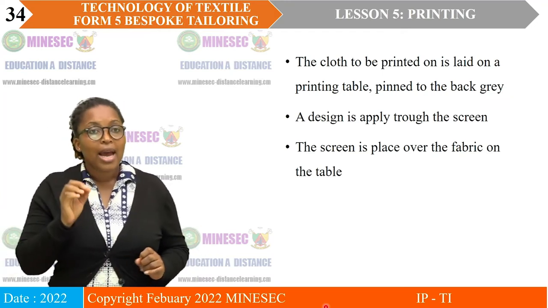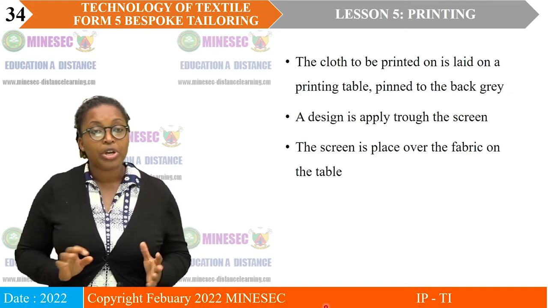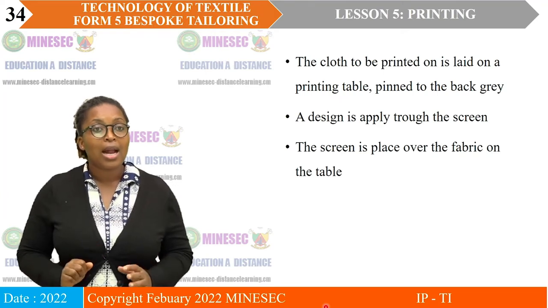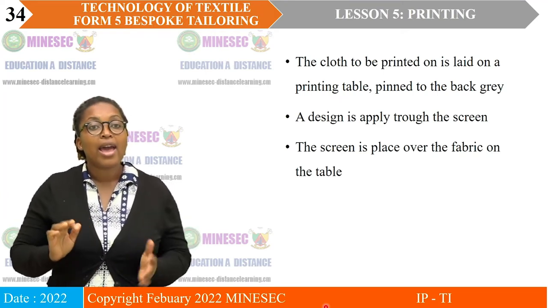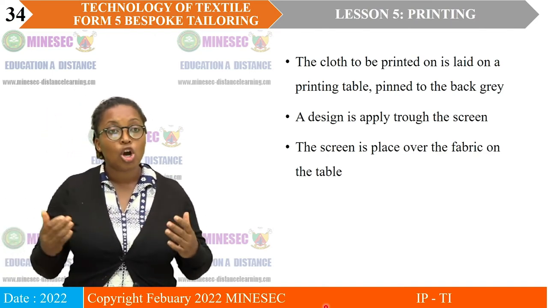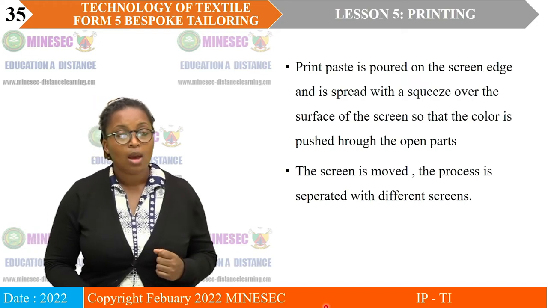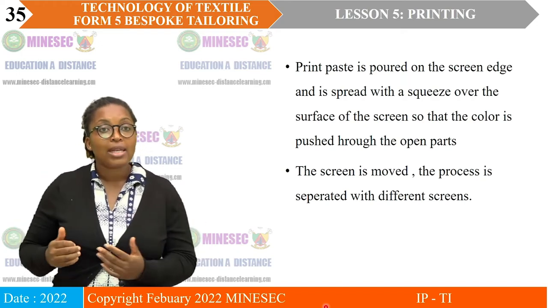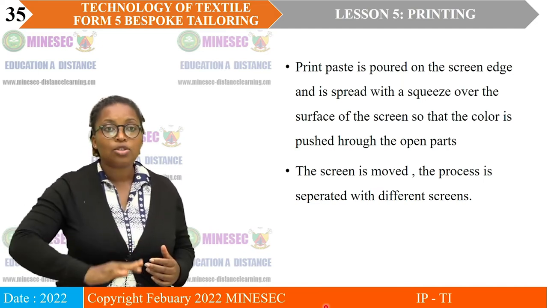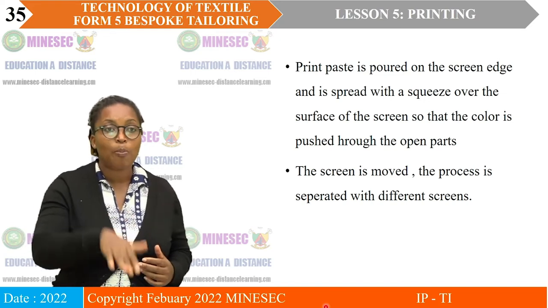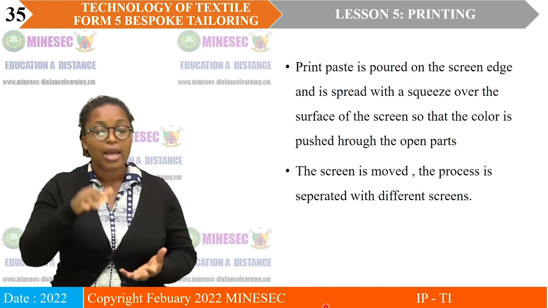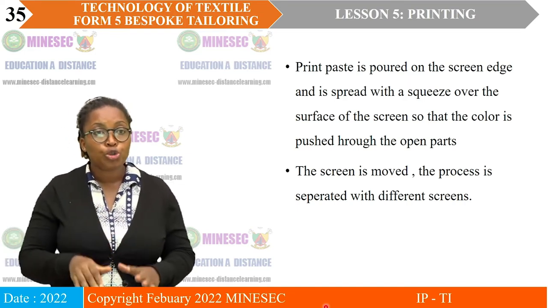Then a design is applied on the screen. We have prepared our screen and the design has been carved on that screen. And now the screen is placed over the fabric. All this literature you will see in the image and understand better. The print paste is poured on the screen edge and spread with a squeeze. You spread it over the surface of the screen so the dye will penetrate and be pushed through the open parts of our gauze. As we do the movement, the dye, the pigment, is pushed through.